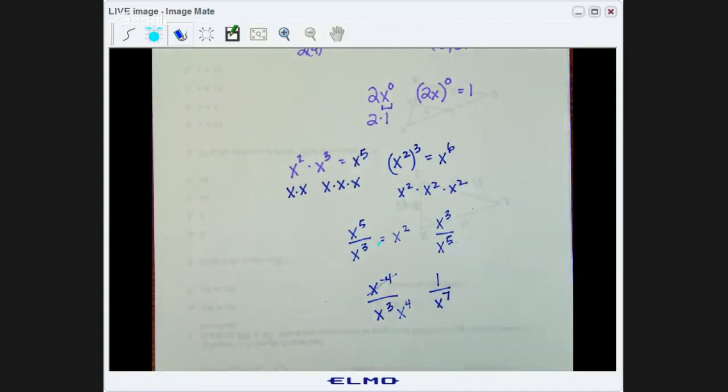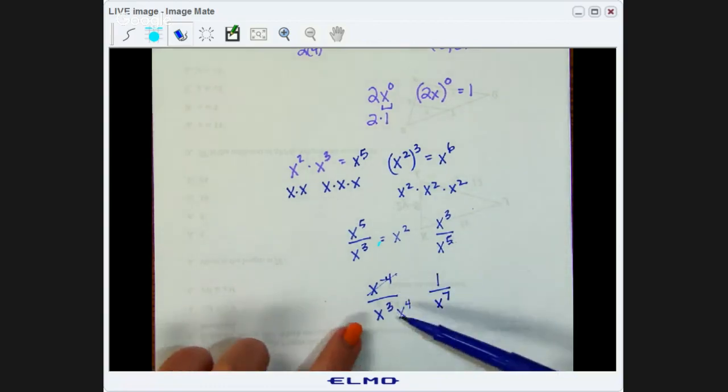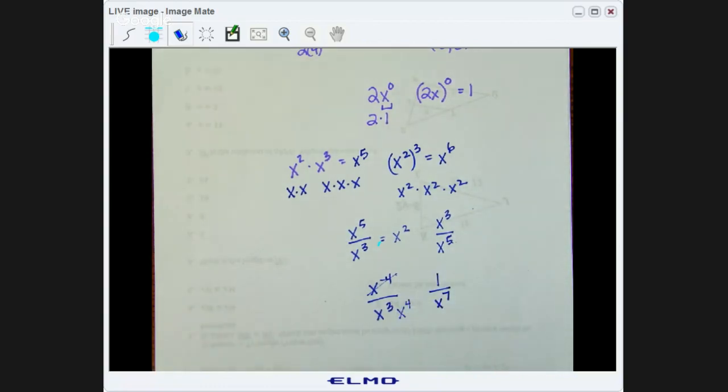And then I'm just going to take these exponents and add them together to get me x to the 7th. So anytime you have a negative, whether it's on the top or the bottom, you're going to move it to the other location. So if it's on top, you move it to the bottom. If the negative's on the bottom, you move it to the top.